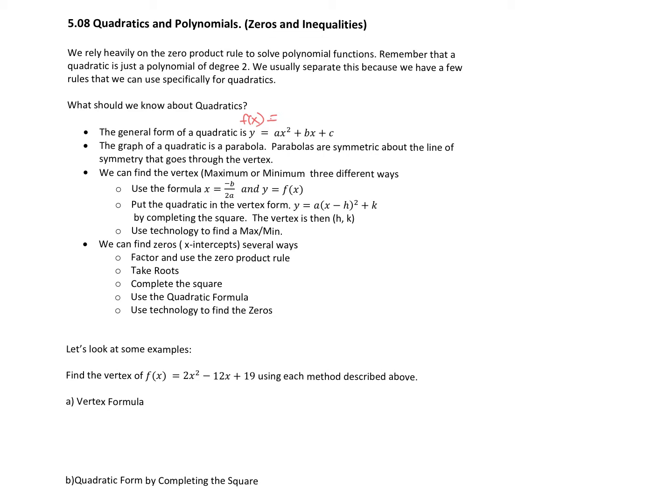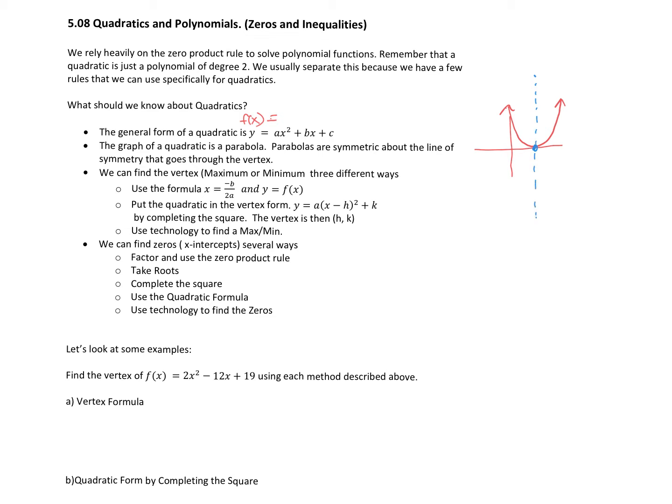We know that the graph of a quadratic is a parabola and that parabolas are symmetric about the line of symmetry that goes through the vertex. So that means if we have some parabola and we have its vertex right here, it's symmetric about this line here.